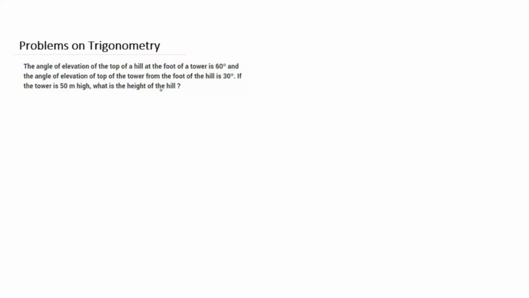Now first we need to understand the question. So we've got a hill and we've got a tower. Now one thing is going to be taller than the other, we don't know yet. The angle of elevation of the top of a hill at the foot of a tower. So let's say this is going to be the tower and this is going to be the hill, so this doesn't look to be 60 degrees. So let me take this as the hill and this as the tower.